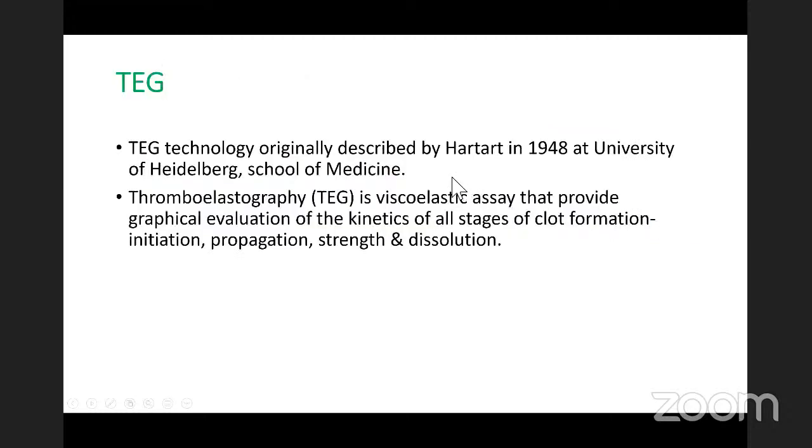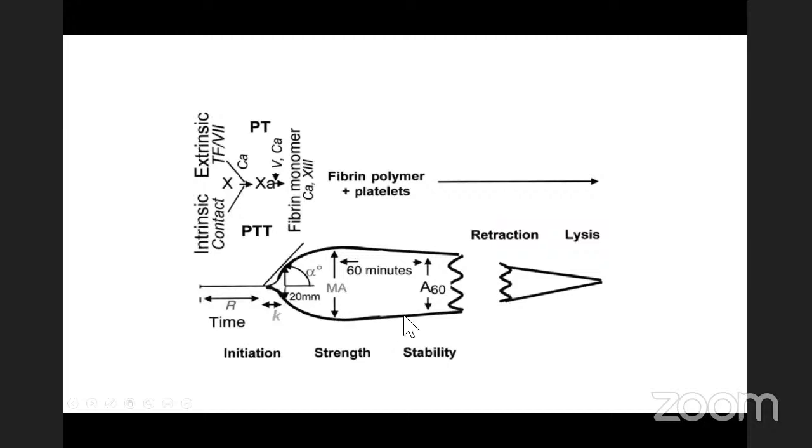Coming to TEG, the technology was originally described by Hartert in 1948 at the University of Heidelberg School of Medicine. Thromboelastography is a viscoelastic assay that provides a graphical evaluation of the kinetics of all stages of clot formation, including initiation, propagation, strength, and dissolution. This is the graphical representation of the TEG. Here we can see that PT and APTT only indicate the initiation of the clot, indicated by R time, while the progression and stability are indicated only in the TEG.